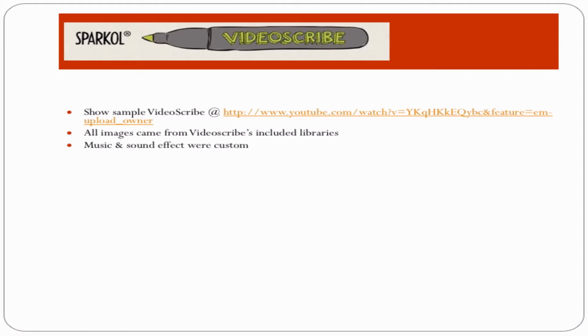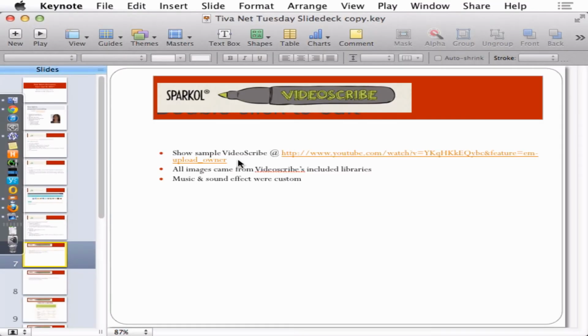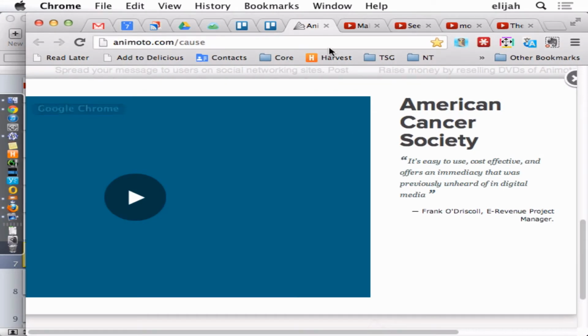So the next thing I want to talk about is VideoScribe. And this is not free. The cost is about $25 a month or $185 a year or $600 for life. And I will show you one of these before I go on any more about it.